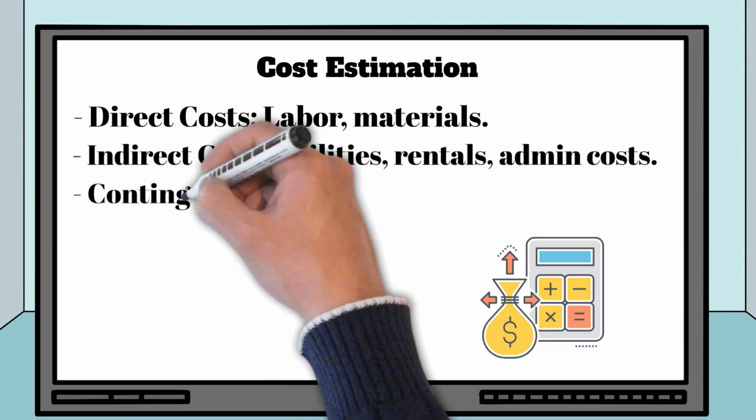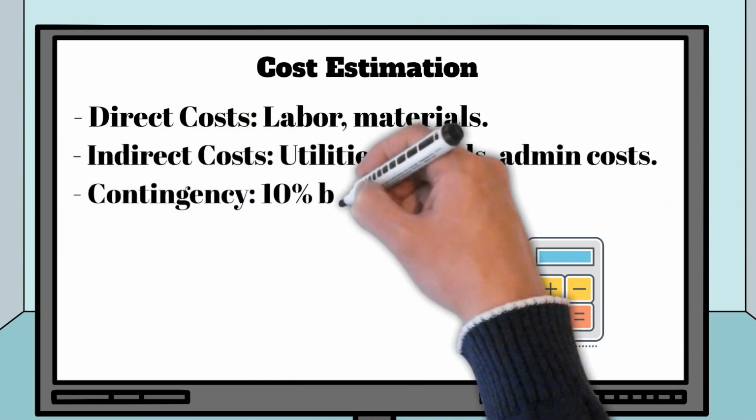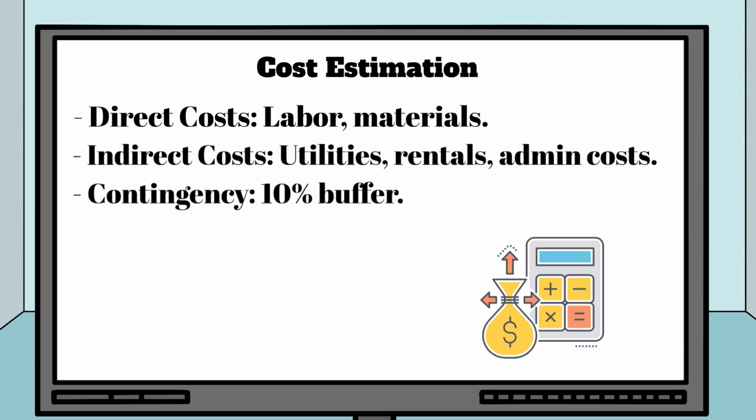Contingency. Always include a contingency in your budget. This is your buffer for unexpected expenses. Typically, a 10% contingency is a good rule of thumb. By planning your costs early, you'll ensure the project stays within budget and you'll be prepared for any financial surprises.